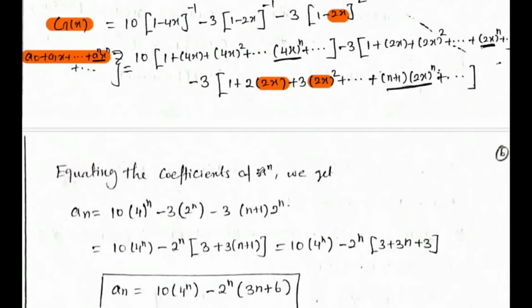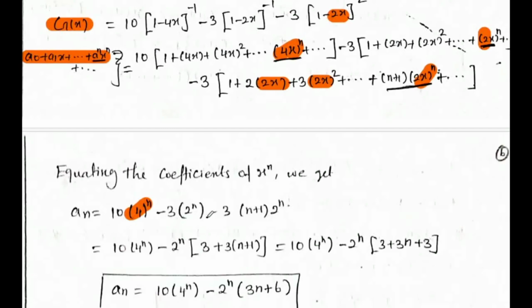Equating the coefficient of x power n, the left hand side is what? The coefficient of x power n is nothing but an. Coming to the right hand side, 10 into the coefficient of x power n, which is 4 power n. Coming to the second term, minus 3 into the coefficient of x power n, which is 2 power n. Then minus 3 into the coefficient of x power n in the last term, which is n plus 1 into 2 power n.